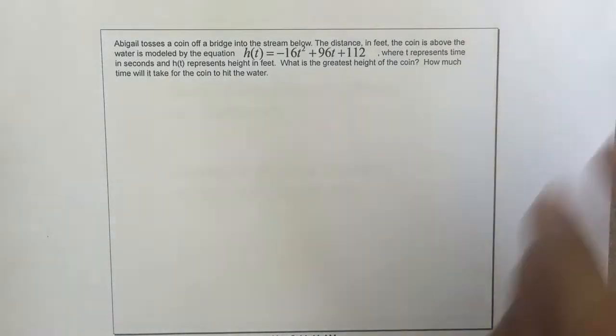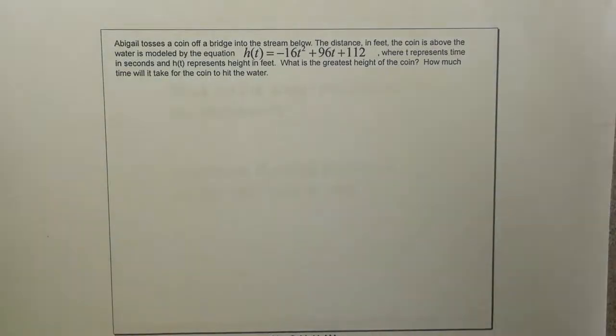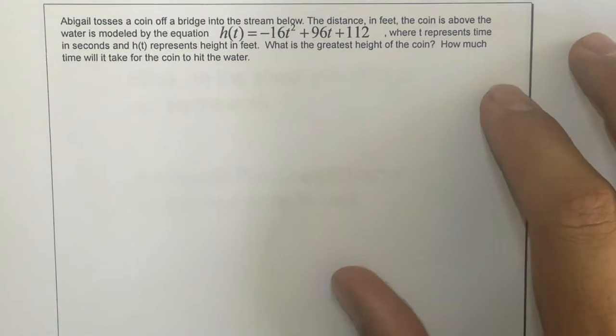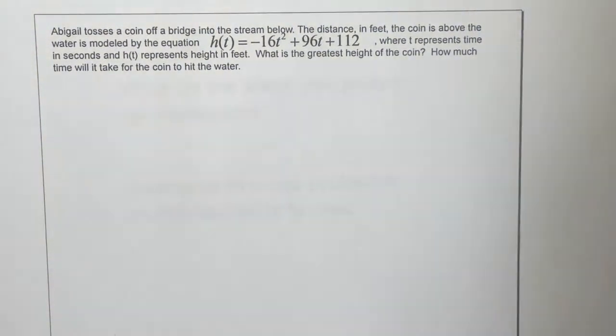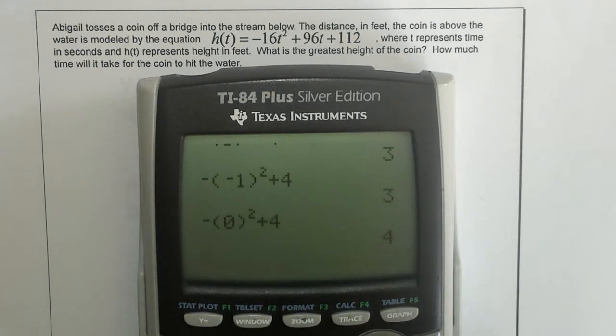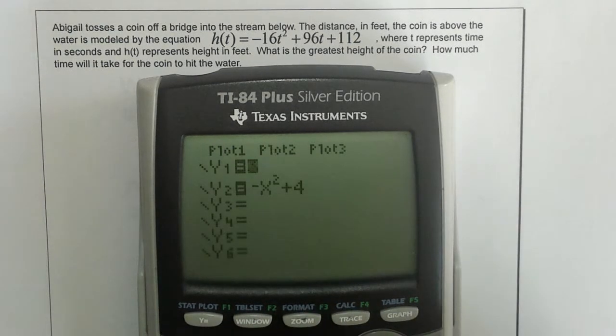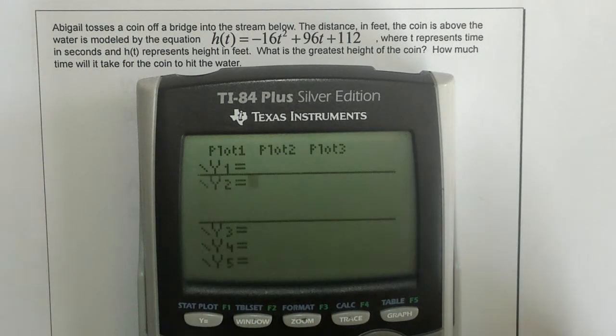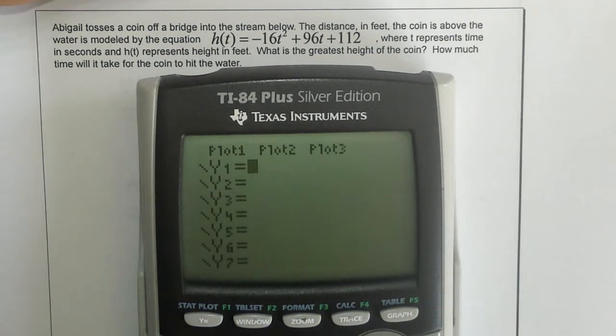Okay, we're going to do a word problem example. This one's actually pretty straightforward. We have a coin being tossed off a building, and we're even given its path according to the equation. So let's go up to my equation. If you have anything in there, go ahead and clear it off and type the equation in.